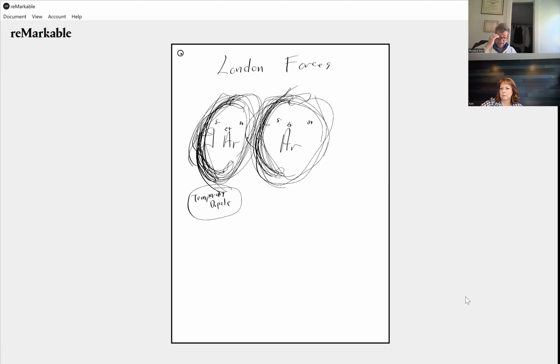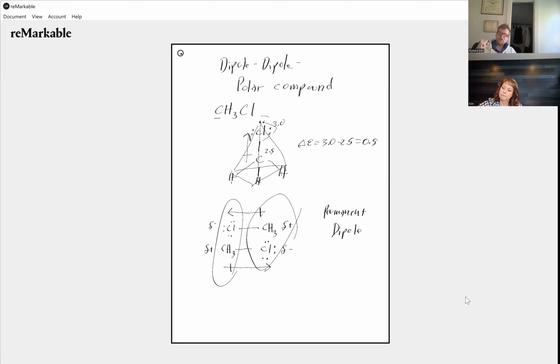Now notice, in our methylene chloride, we have London forces as well. But we don't say it has London forces. It has dipole-dipole. Why? Well, it's dipole-dipole because the dipole-dipole is so much stronger than the London forces that the London forces are insignificant.